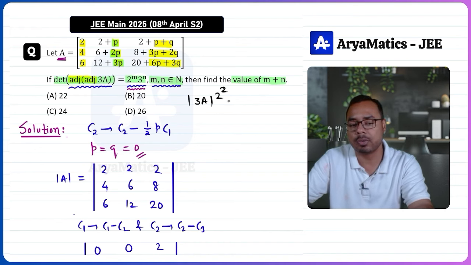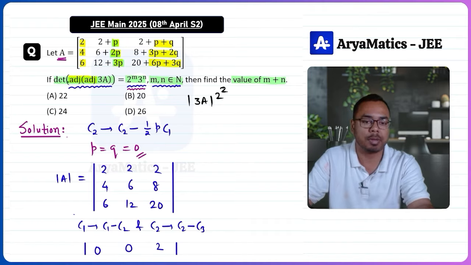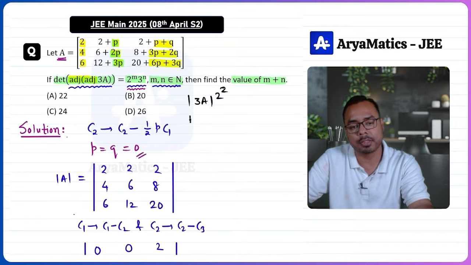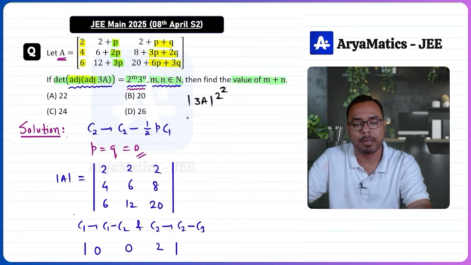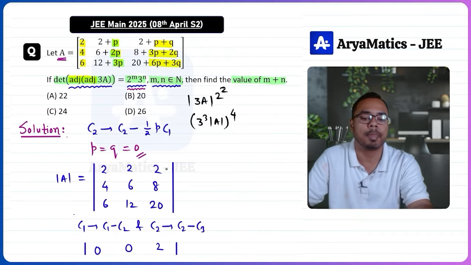So that means another 2 in the exponent, right? Determinant of 3A raised to n minus 1 raised to k. n is the order of the matrix and k is the number of times we have adjoint. So because we have adjoint 2 times, this is raised to 2. So this becomes 3 into, and if we want to take this 3 outside, remember we have to take 3 cube outside. So 3 cube into determinant of A, and this raised to 4.